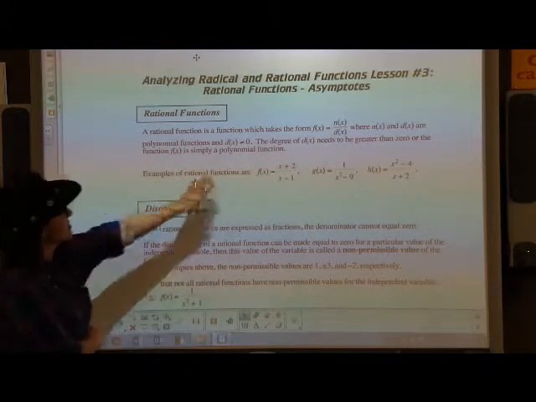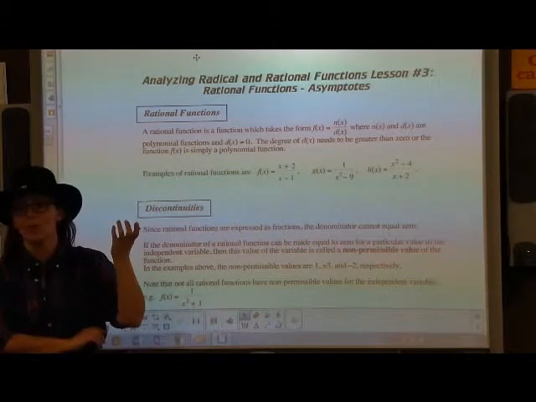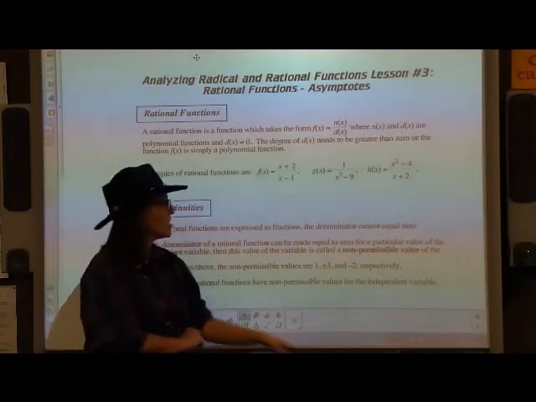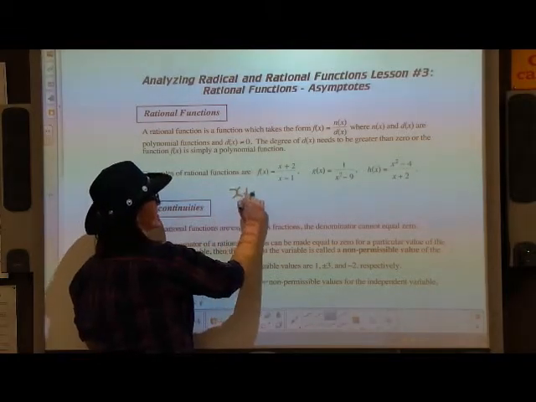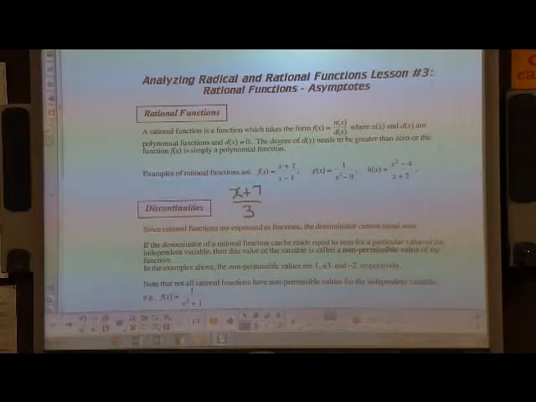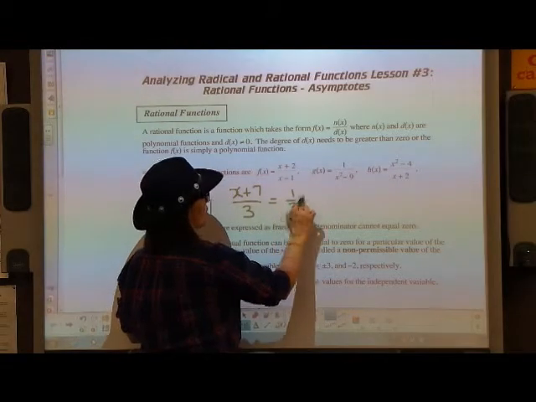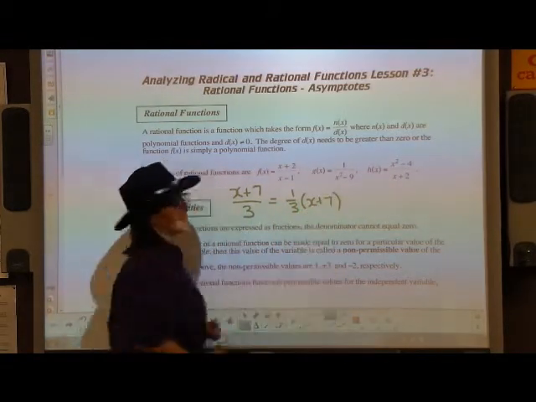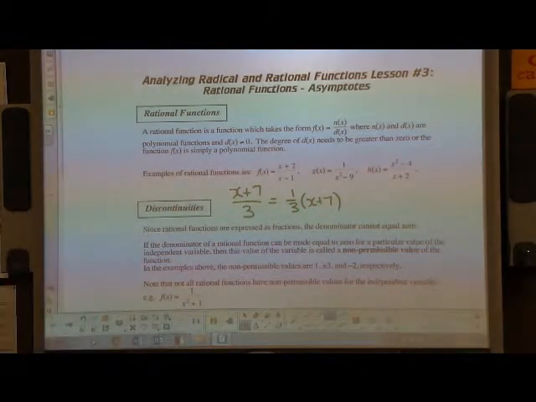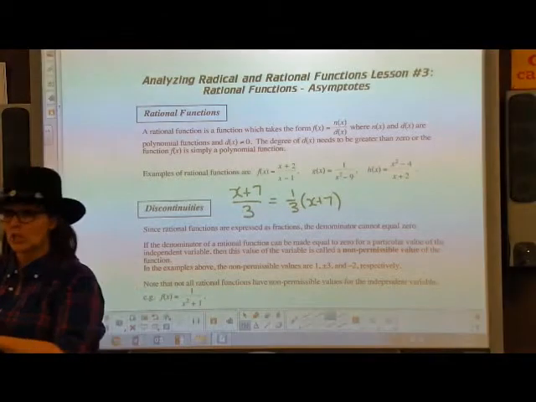So it says the degree of the denominator needs to be greater than 0, or it's simply a polynomial function. In other words, if I had x plus 7 over 3, yeah, it looks like a fraction, but it's not, because I can rewrite this as 1/3 times x plus 7. There is no variable in the denominator. So that's the first thing, is to be able to recognize what a rational function looks like.